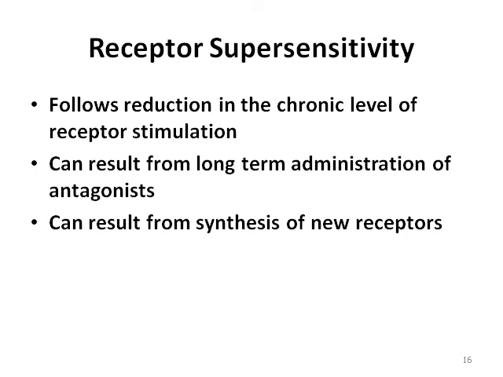On the opposite end of the spectrum, as indicated on slide 16, is receptor supersensitivity. Generally this happens when there's been some sort of chronic reduction in receptor stimulation. This can result from, for example, denervation of a tissue. It can result when you're using long-term administration of an antagonist. What happens is the body basically sees that there's not enough receptor stimulation, so it synthesizes new receptors. Therefore, when you give a drug or a transmitter, there are more receptors, and as a result, the person has a more heightened response.